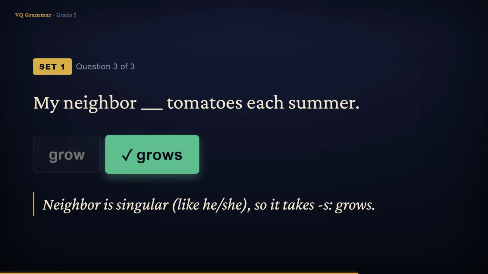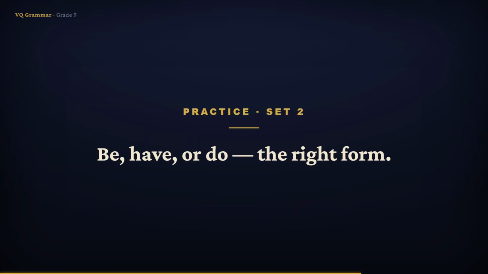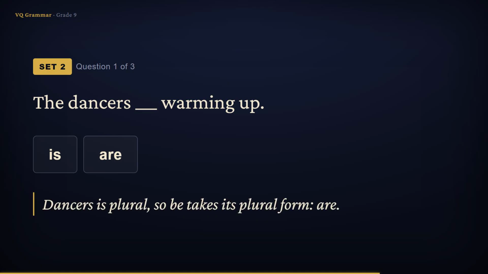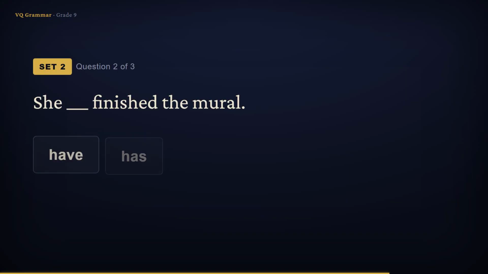The answer is grows. Now each sentence uses be, have, or do. Choose the form that agrees with the subject. Pause and decide before I answer. The dancers blank warming up. Is or are? Dancers is plural, more than one, so the verb be takes its plural form. The answer is are.